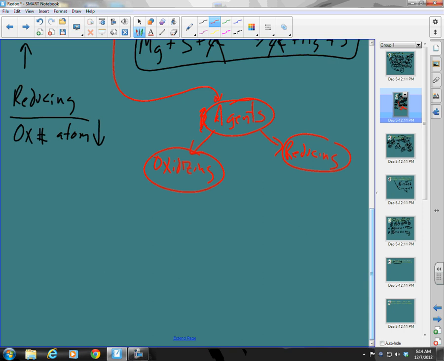Good. Oxidizing agents. Well, what's an oxidizing agent? It is a reactant. Notice we're not saying anything else. It is a reactant. That means it's on the left side of my yield arrow, which causes something else to oxidize.